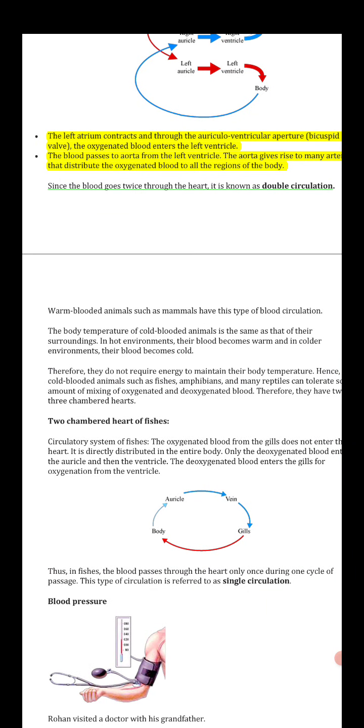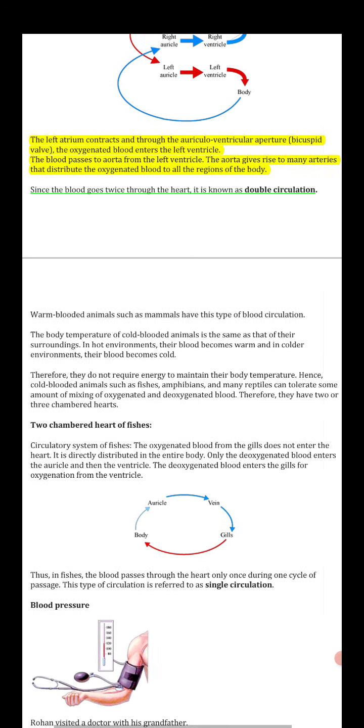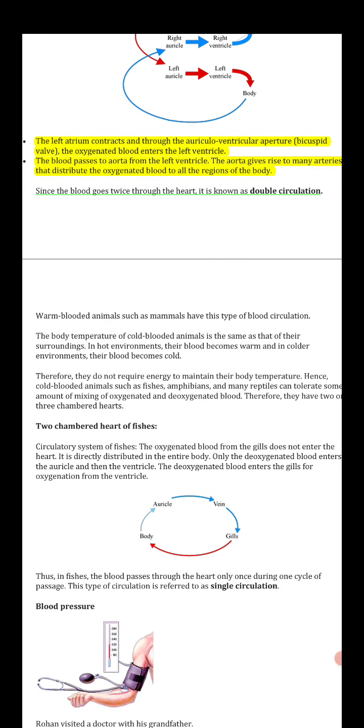Next, warm-blooded animals such as mammals have this type of blood circulation, like we have double circulation. The body temperature of cold-blooded animals is the same as that of their surroundings. In a hot environment their blood becomes warm, and in a colder environment their blood becomes cold. Therefore they do not require energy to maintain their body temperature. Hence cold-blooded animals such as fishes, amphibians and many reptiles can tolerate some amount of mixing of oxygenated and deoxygenated blood. So they have 2 to 3 chambers.